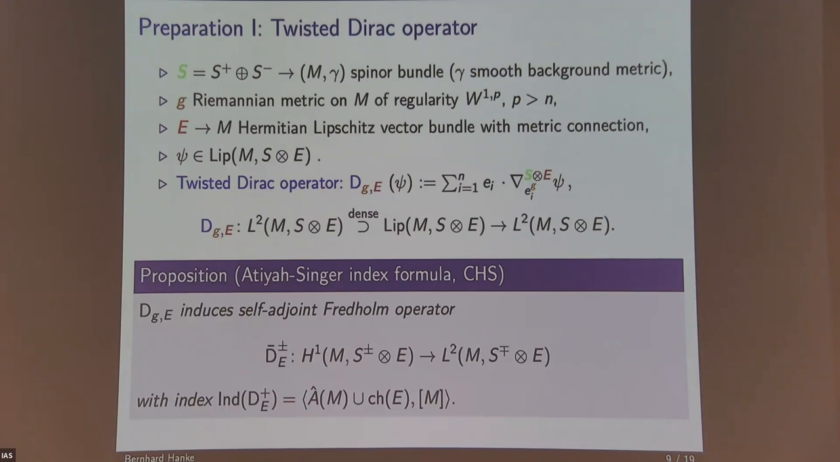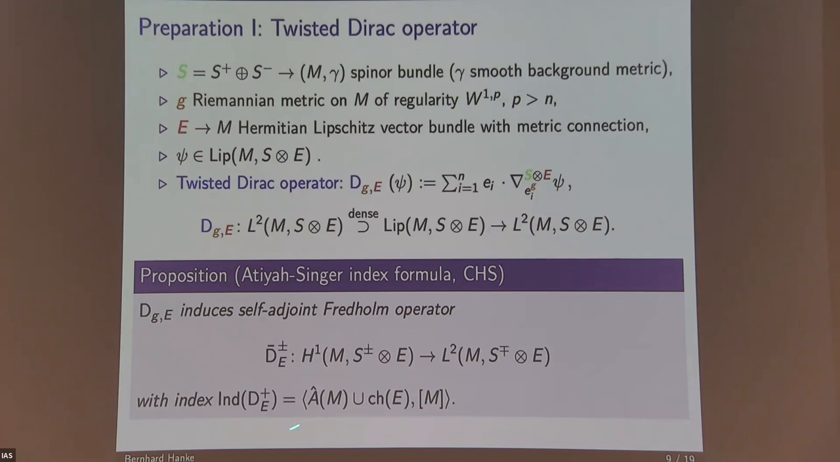And so we can try to run the usual machinery of spectral geometry. For example, it is true that this operator is essentially self-adjoint, similarly to the classical Dirac operator when we use a smooth metric here and a smooth twisting bundle. And so we can look at its self-adjoint extension. It has domain H^1 sections in this space here.